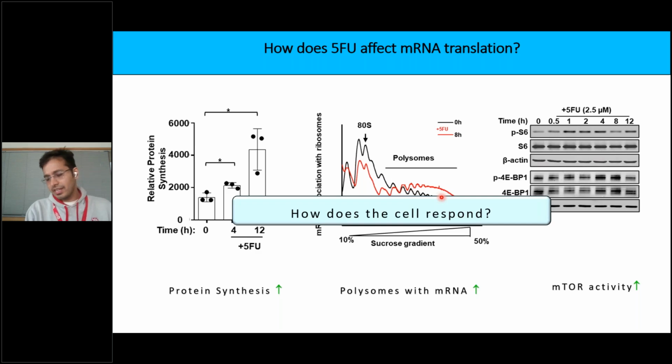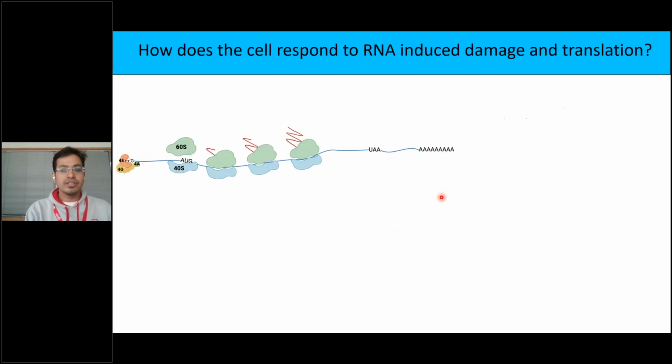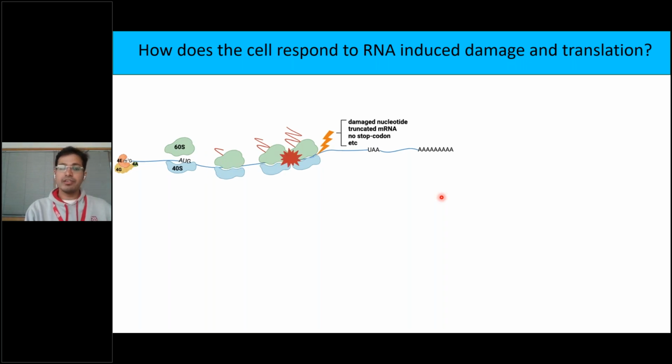How does the cancer cell respond to this increased translation? So we hypothesized what the consequence of this increased translation could be. In normal cells, normal translation happens and more protein synthesis goes on. But when there is a damaged nucleotide or a truncated mRNA, the ribosome gets stalled. Then the trailing ribosome collides with the stalled ribosome and causes ribosome collisions.